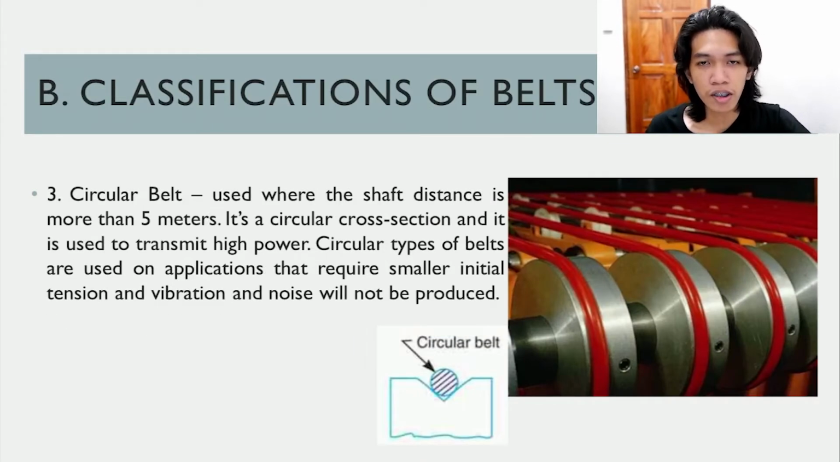3. Circular belt, used where the shaft distance is more than 5 meters. It has a circular cross-section and it is used to transmit high power. Circular types of belts are used on applications that require smaller initial tension, and vibration and noise will not be produced.